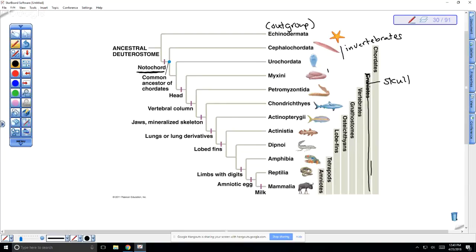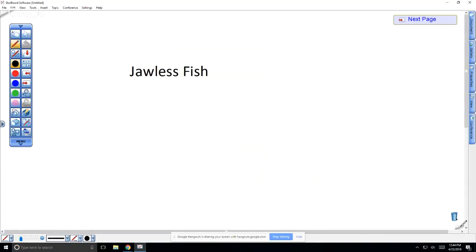Okay, so this is my hagfish. It does not have vertebrae, so hence the vertebrae bar does not go up that far. But then the first fish to have vertebrae is actually what are referred to as lamprey. So this is my lamprey. And that's the group that we're going to talk about next. So these are the jawless fish.